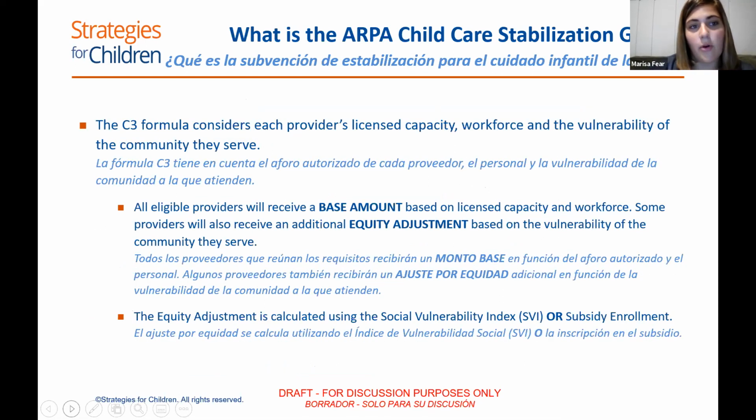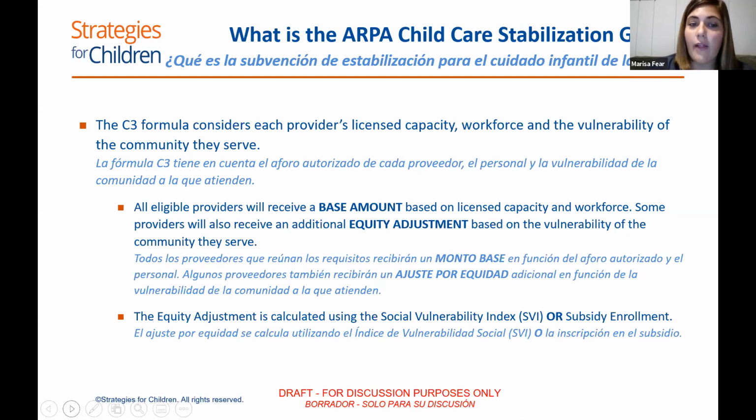Now we're going to talk a little bit more about the C3 formula and how that determines your grant amount. So the C3 formula considers each provider's license capacity, their workforce. So if you're a group and school age program, the number of educators that work in your program, the staff levels, and if you are a family child care program, if you have an assistant, either part-time or full-time, that works in your program. It also takes into account the vulnerability of the community that you serve.